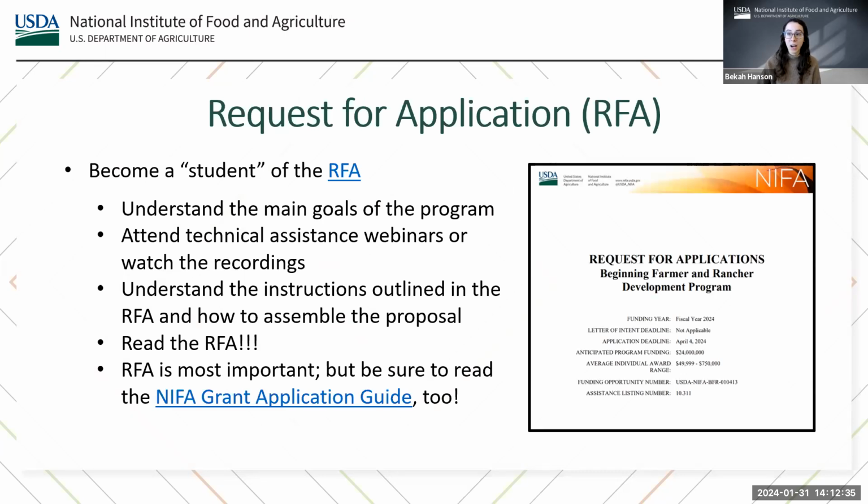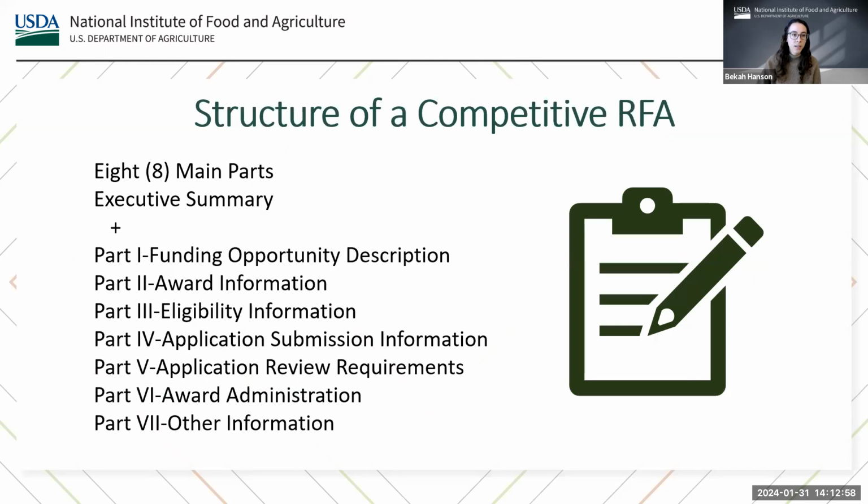Read this thoroughly. It's a very detailed document that contains everything that you will need to know for developing your proposal. It has the main goals of the program and detailed instructions of how to apply, and we also encourage you to read the NIFA grant application guide as well, which will assist you in your application. The RFAs are split into 8 main parts: the funding opportunity description, award information, eligibility, which Dennis covered, application submission information, review requirements, award administration, and other information.